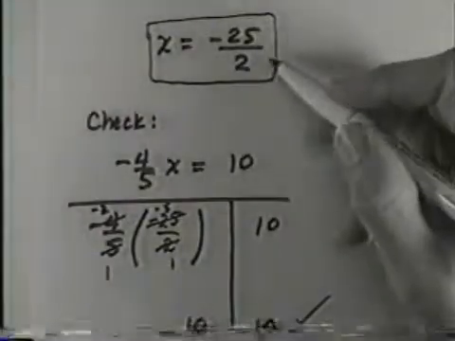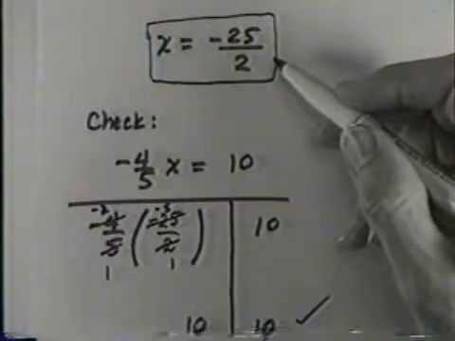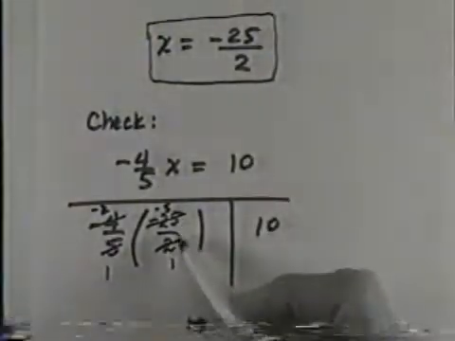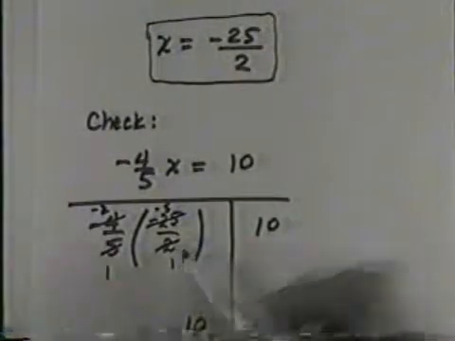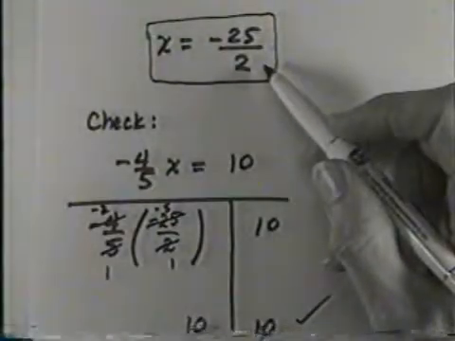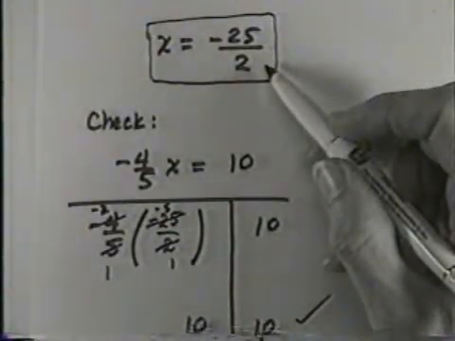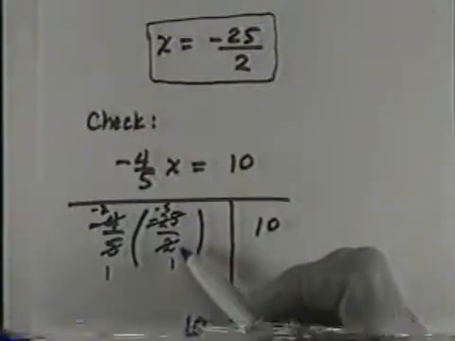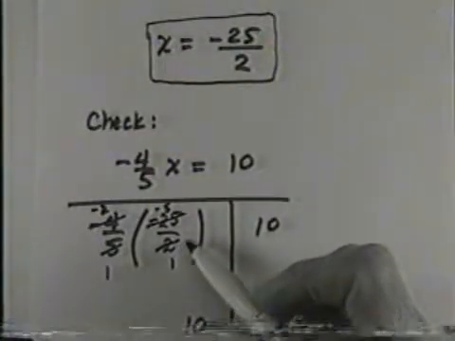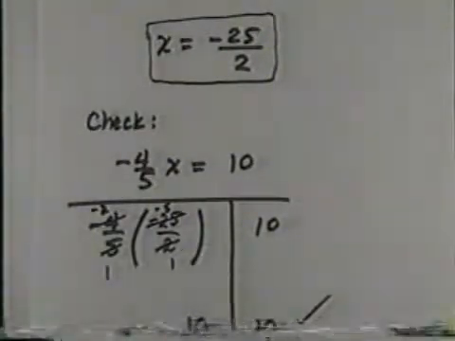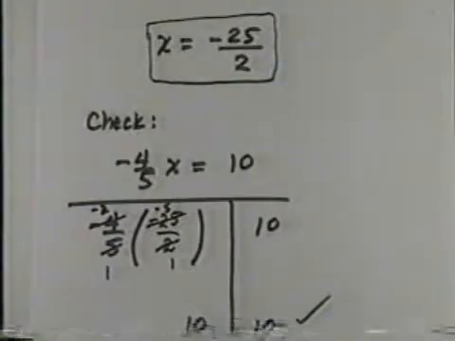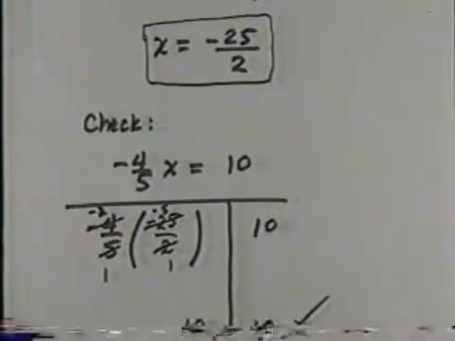Now the improper fraction form is perfectly acceptable. In fact, you notice that in our check it's more convenient than if we had changed the negative 25 halves to a mixed number. To do the check we would have to turn right back to the improper fraction, and so we prefer the improper fraction form as we work with equations. Mixed numbers would be fine, but just more trouble.